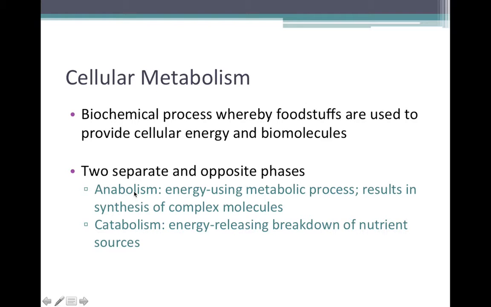Anabolism is going to be the form of metabolism where you actually use energy to make larger molecules. Anabolic reactions will typically result in the synthesis of more complex molecules, like larger proteins or longer chains of sugars. Now, this is different from catabolism, which is going to be the breakdown of molecules into smaller components, and this is typically going to be energy releasing, and that energy that's released from the breakdown of molecules can be used to power other cellular mechanisms.